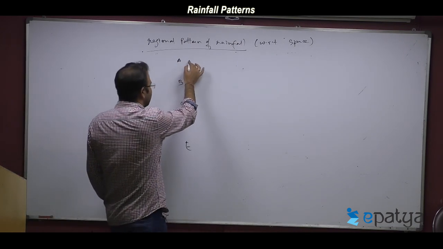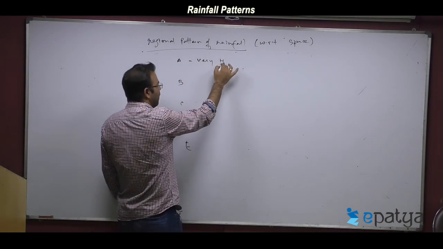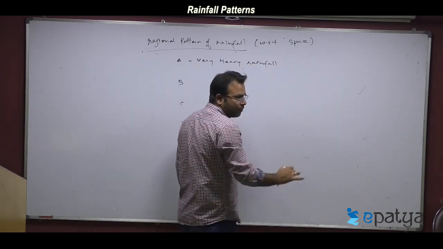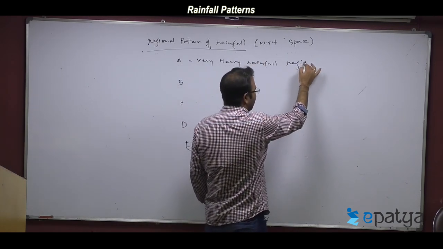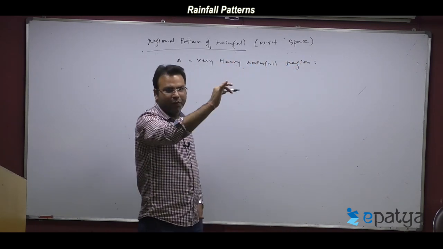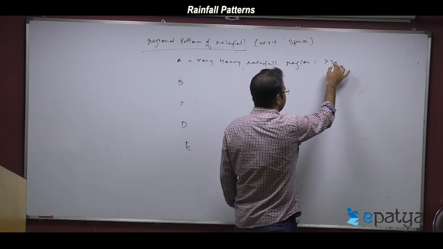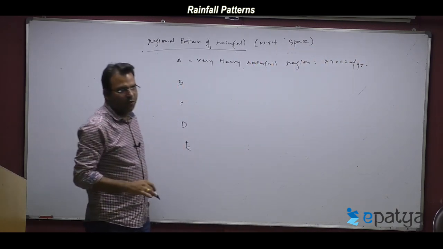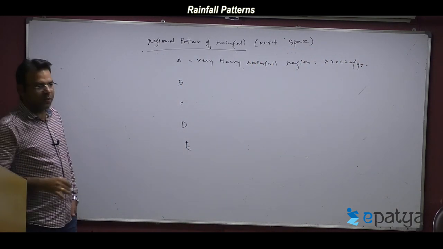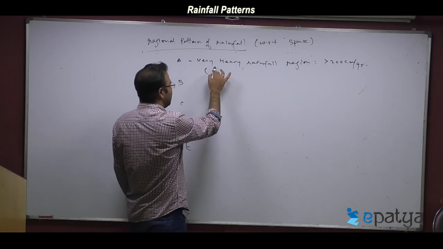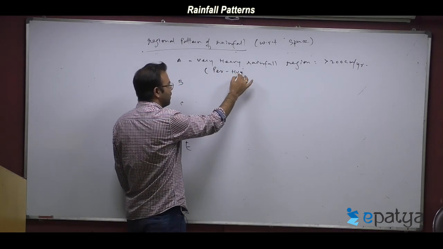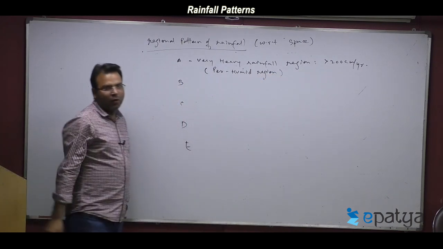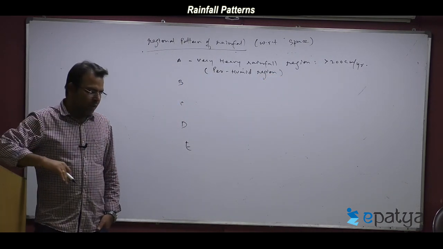A region means very heavy rainfall regions, where rainfall is more than 200 centimeters a year. That is called very heavy rainfall areas. Such geographies have a climatic type called per humid regions.